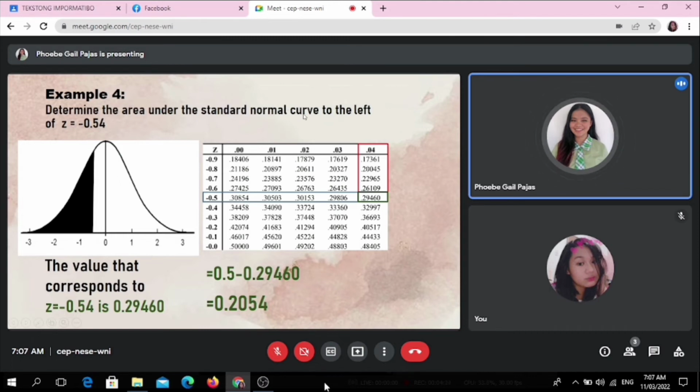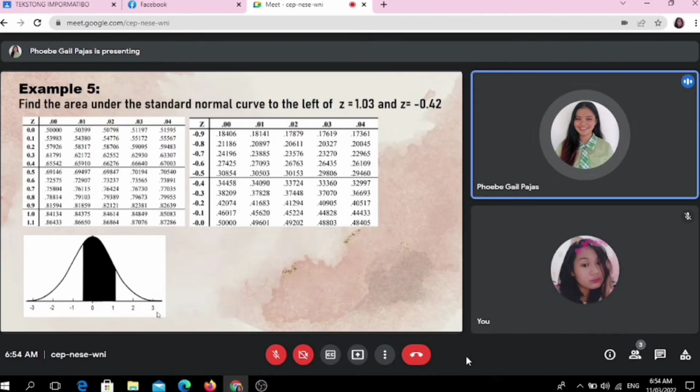Sabi nga dito, to the left of z equals negative 0.54. I-start tayo dito sa 0.54. So, just imagine na meron dito negative 0.54 hanggang to the left. So, hanggang doon. Another example, what if the situation is in between? So, find the area under the standard normal curve to the left of z equals 1.03 and z equals negative 0.42.